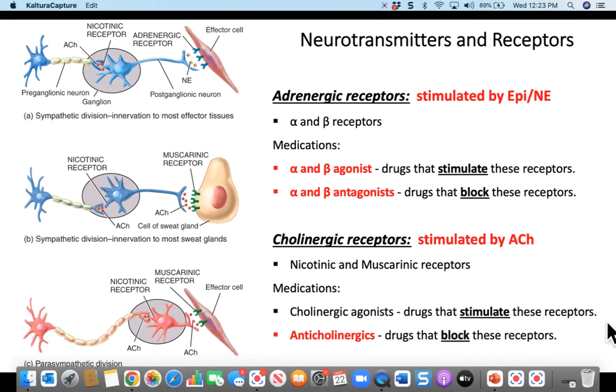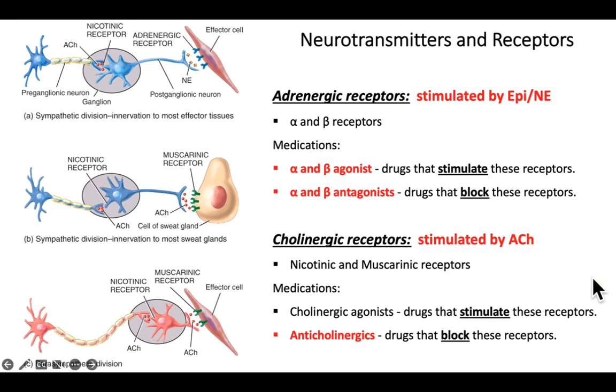Before we get into specific organs and how they're controlled by the ANS, let's take a look at the receptors, the names of these receptors, and how we might affect these receptors using medications. So I'll point to these drawings again. This is a sympathetic pathway where we have a preganglionic neuron releasing acetylcholine, postganglionic neuron releasing norepinephrine.